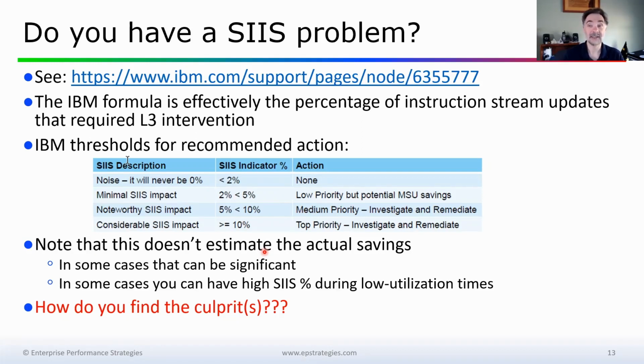Now, the other side of this is, okay, it's great that we have this formula. We can easily calculate this. We can find timeframes where we have perhaps considerable SIS impact, but how do you find the culprits? And that was kind of where I came from with this. Neat numbers, great that we have an indicator, but how do we find the culprits?